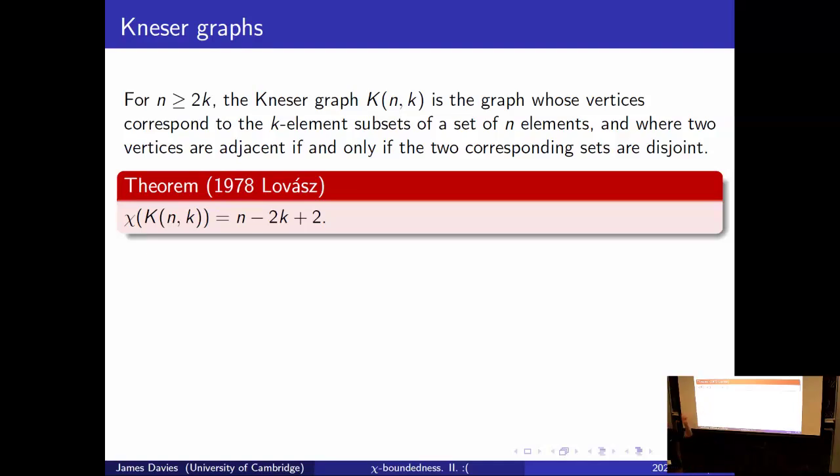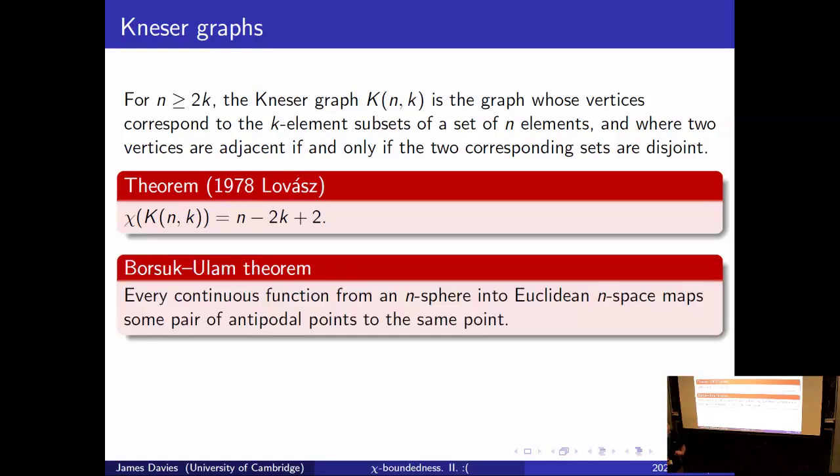One very cool thing about this is that it has a very topological proof of this high chromatic number. It uses a theorem from topology that you've probably all seen at some point: if you have a continuous function from an n-sphere into n-space, then some antipodal points are mapped to the same point. Without going into it, it looks like magic that you could apply this. I'm not going to go into it, but it's a really beautiful proof and it's worth looking at.